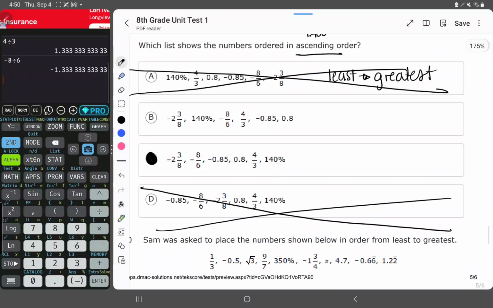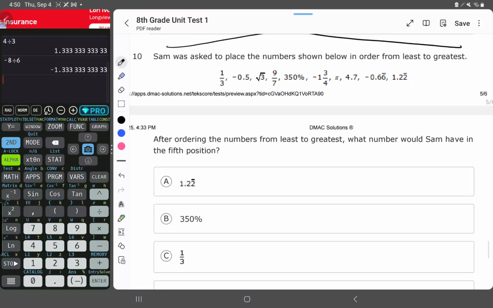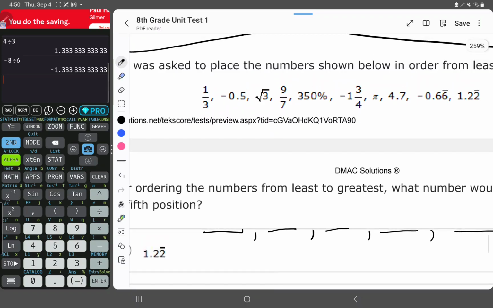This one says, Sam was asked to place the numbers shown below from least to greatest. What number would Sam have in the 5th position? So I'm going to go 1, 2, 3, 4, 5 positions. And we're going to turn all of these into decimals. So we have 1/3. We do 1 divided by 3 in the calculator, and that gives us 0.333. Then we have -0.5, so I'm just going to rewrite that as -0.500.